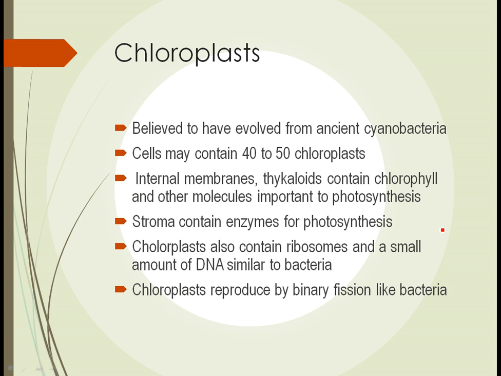Chloroplasts have internal membranes that contain chlorophyll, and they contain other molecules that are important to the process of photosynthesis. They contain stroma, which can have enzymes that help photosynthesis. They also contain ribosomes and a small amount of DNA similar to cyanobacteria. And chloroplasts can reproduce inside the cell via binary fission like bacteria.